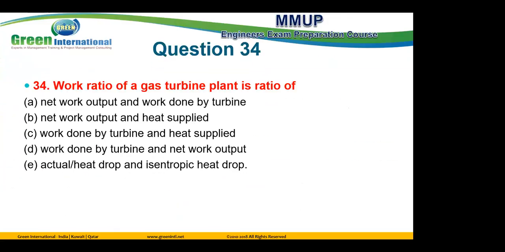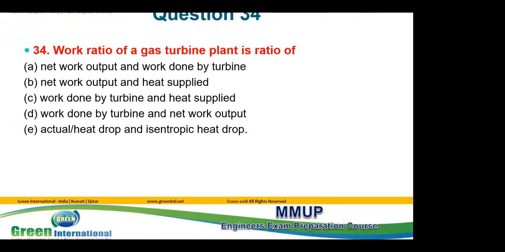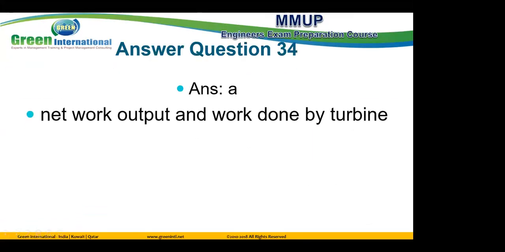Work ratio of a gas turbine is the ratio of net work and the work done by turbine. Actually, it is not about heat supplied for work ratio. So work ratio means net work output and work done by turbine.